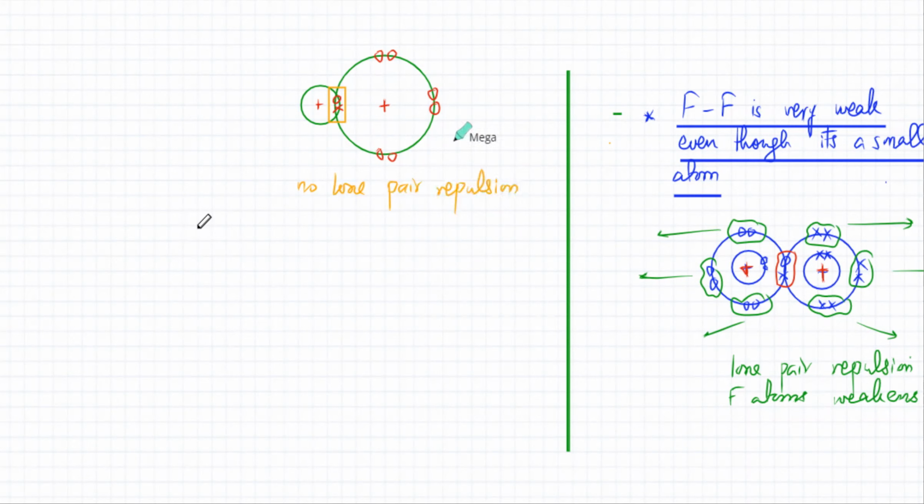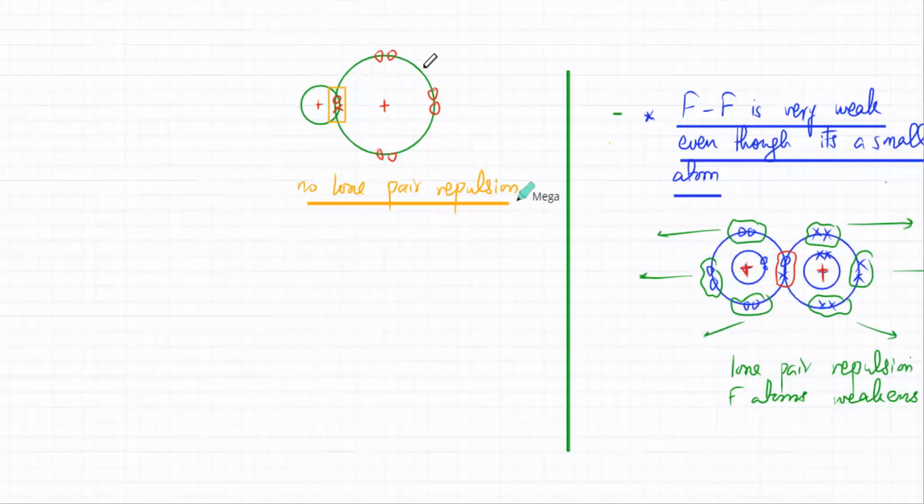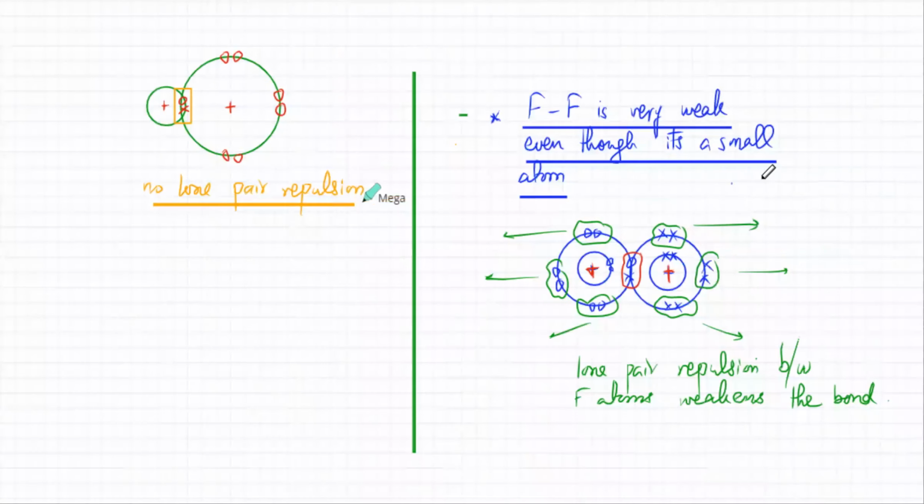So no lone pair repulsion whatsoever. So here, the issue was that when you had two fluorine atoms, they had lots of spare electrons in their outer shell, and they started repelling each other, which weakened the bond over here. But you don't have that over here. This lone pair, the hydrogen atom has absolutely nothing to repel.